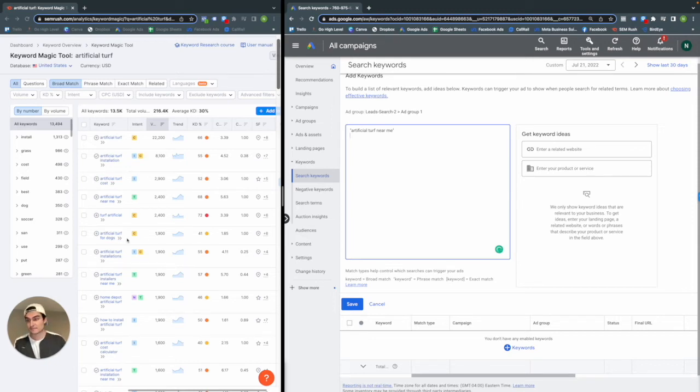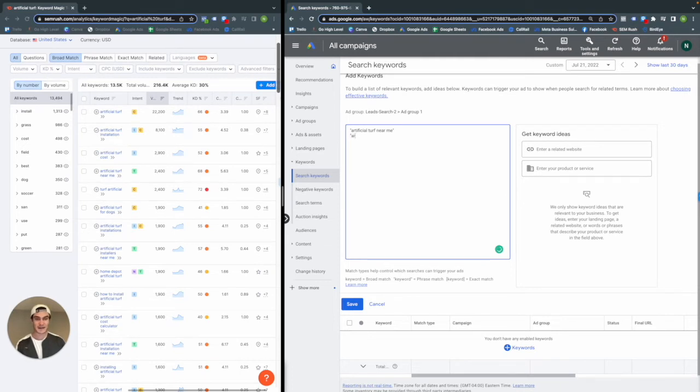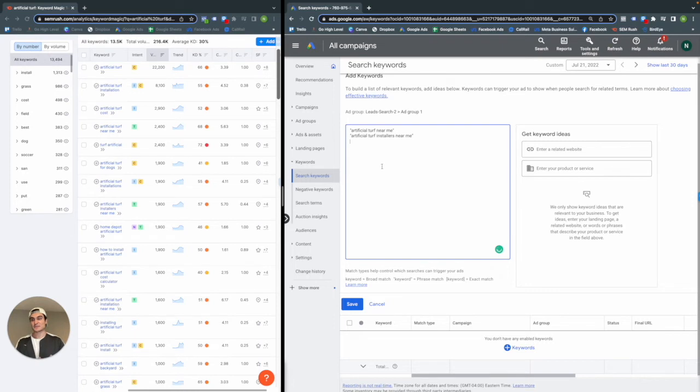And if we scroll down here, artificial turf installers near me, that's a fantastic keyword as it essentially lets people know they're looking for artificial turf installers, right? They're not looking for someone that is going to just sell them the turf and have them install it themselves. These are people who understand the cost, have done the research, and they want someone to come into their home and install it for them, right? This is a very good keyword, and I love this keyword as it does relate to exactly what our business does. And if we just go down here, we do have artificial turf installation near me. That is my favorite. So we're just going to copy and paste this here.